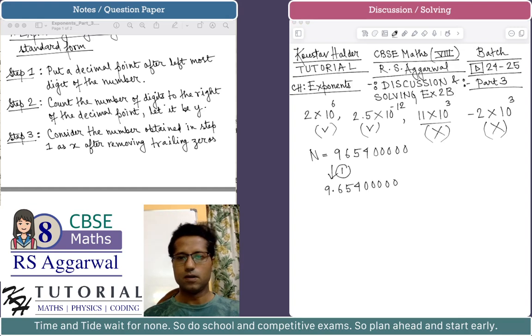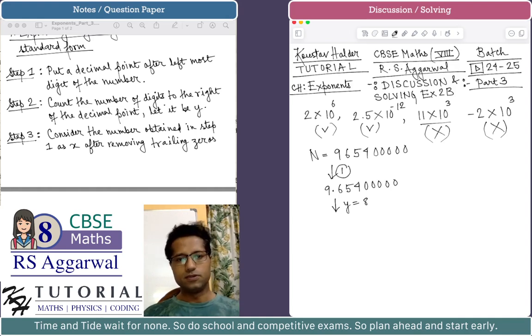Then step 2 says count the number of digits to the right of the decimal point, let it be y. After step 1, we have to count the number of digits in the number after the decimal point. So we have 654 and 5 zeros, that is, we have 8 digits to the right of the decimal point. So after step 2, we get y equals 8.